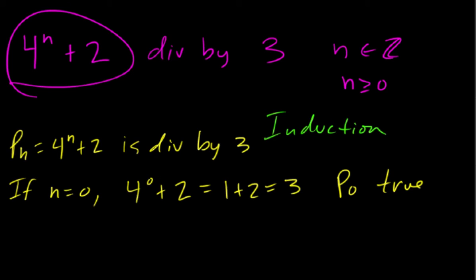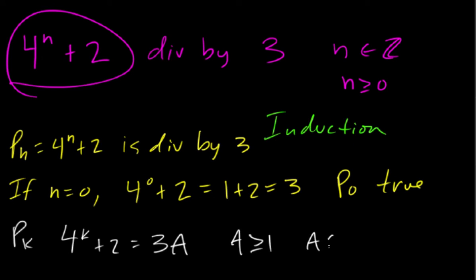Okay, 2. Now if we assume that P of k is true, then 4 to the k plus 2 has to equal 3 times some value a, where a is an integer and a is greater than or equal to 1, like that.